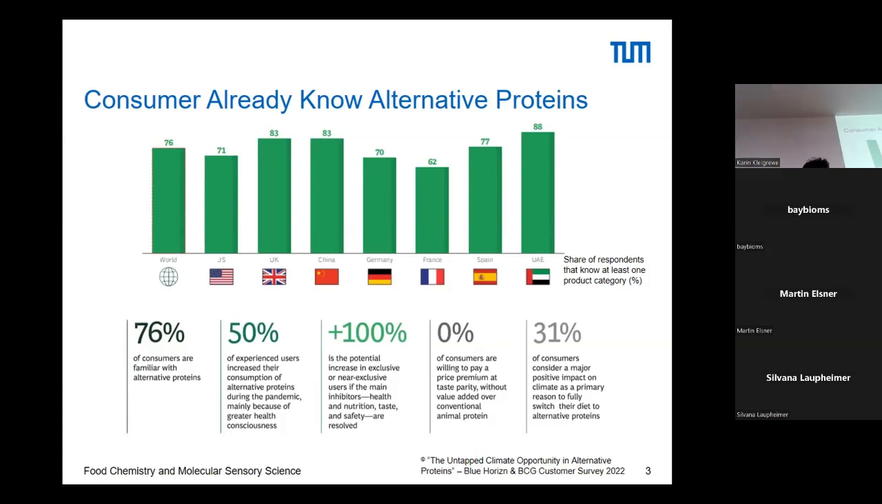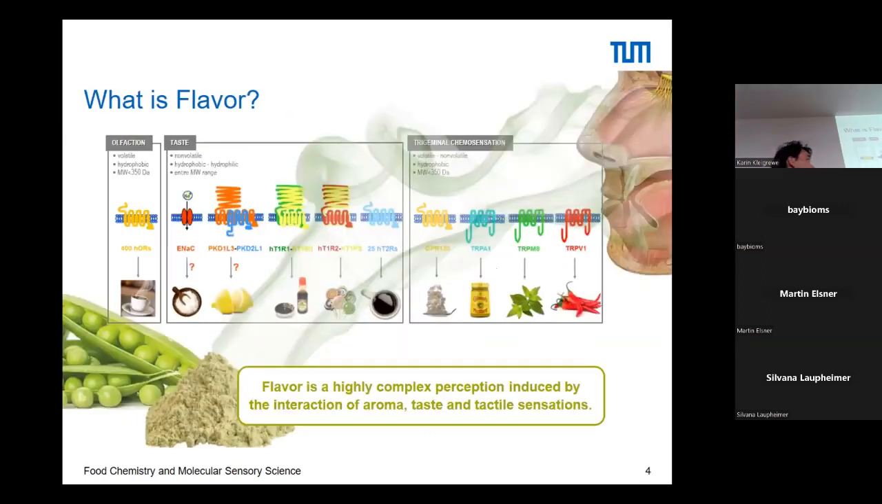So worldwide, around 76% are familiar with these food categories. But one main requirement for a successful alternative food or food product is that it shows a good and convincing flavor. And then there is a pretty high potential of around plus 100%. But when we are talking about flavor, what do we actually mean?